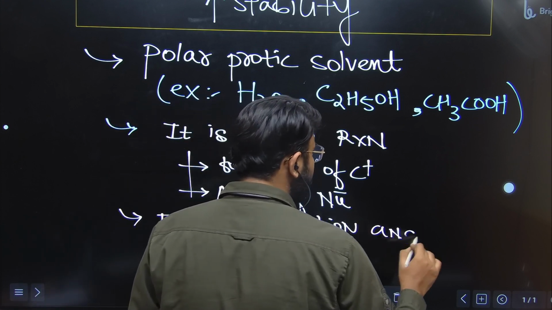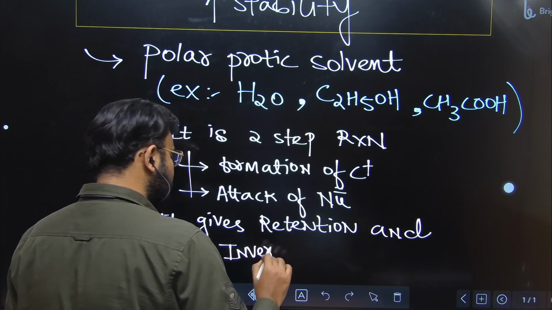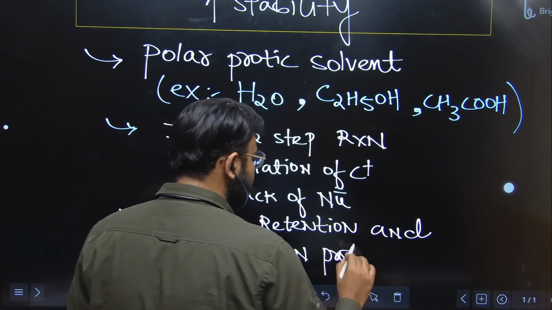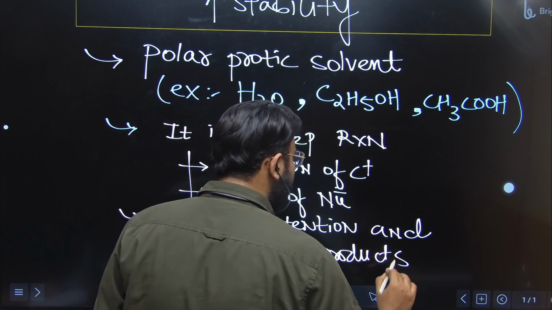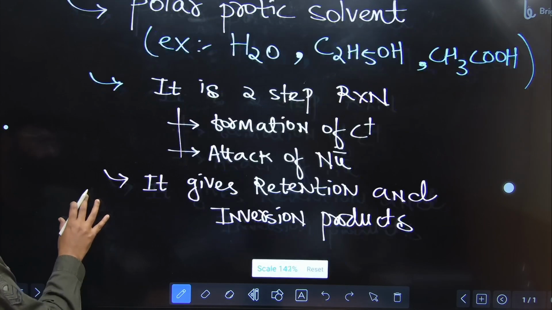and inversion products. Soon I'll tell you in the mechanism. First of all, write down the points about SN1 you should know.